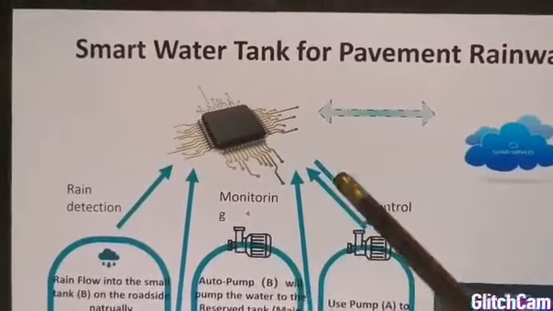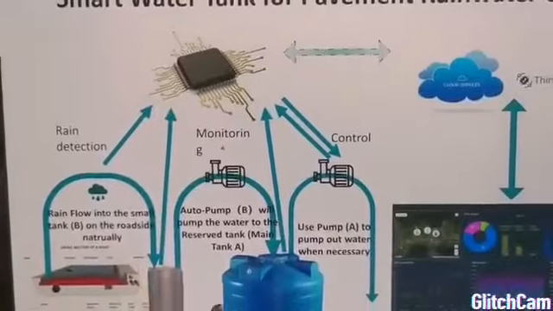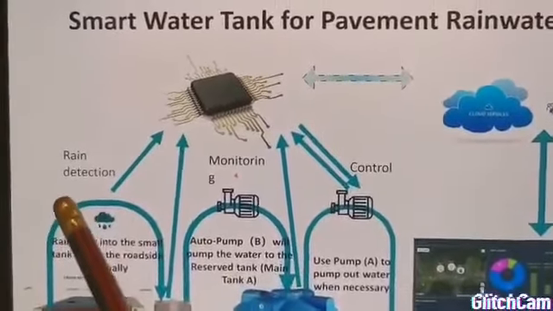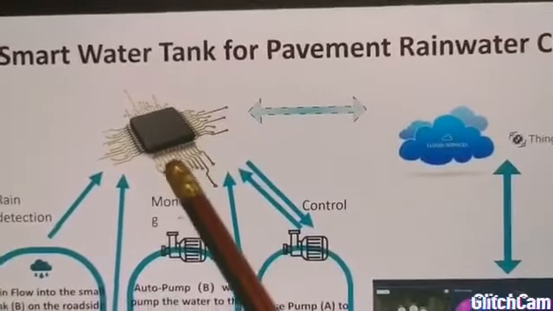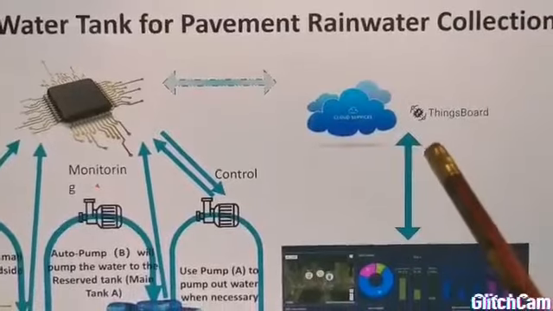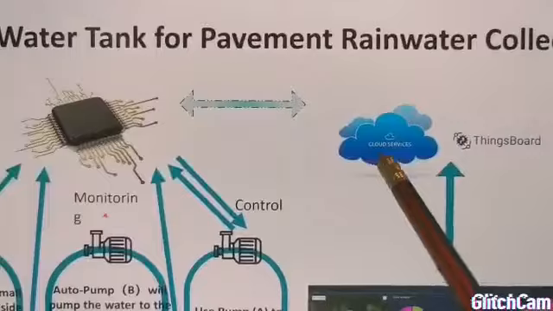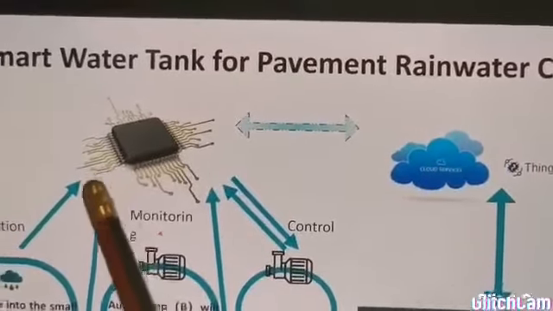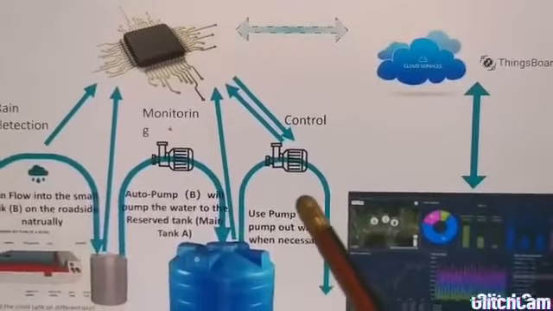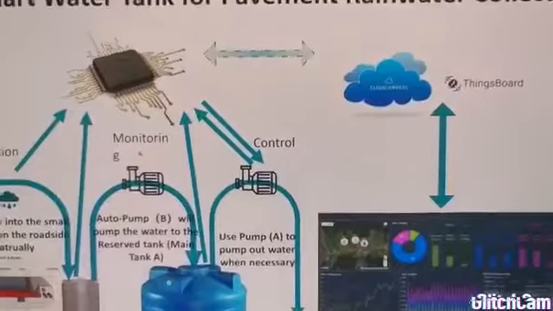The second part is the chipset of the IoT services, which will collect the water level data and rain detection data, and it will transmit the data to the cloud service. Also, when we need to turn on the pump, we can use the cloud service to call the chipset to turn on the water pump to pump the water out when we need the water.